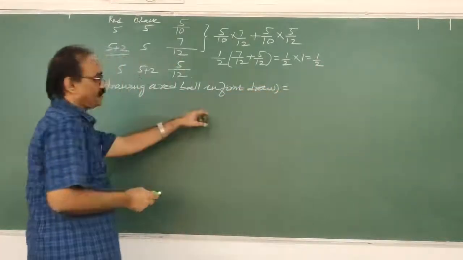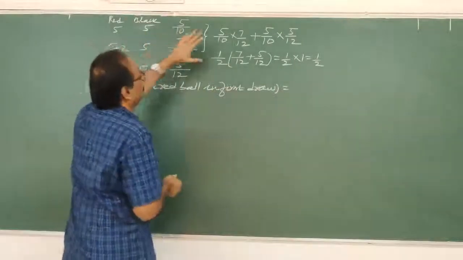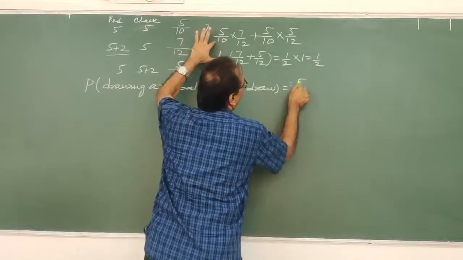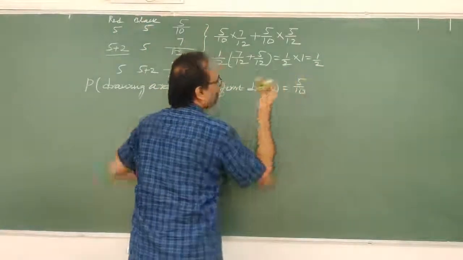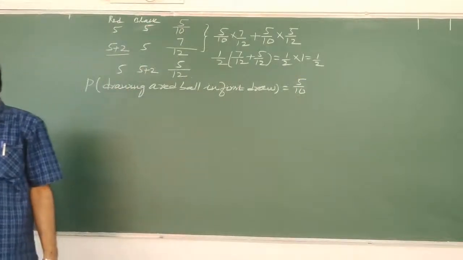Because what you are writing, you should write probability of drawing a red ball in first draw. How much? 5 by 10. You write the same. Working, that's all. 5 by 10, already we know it, you write that. After simplification, it may be 1 by 2. Leave it off.